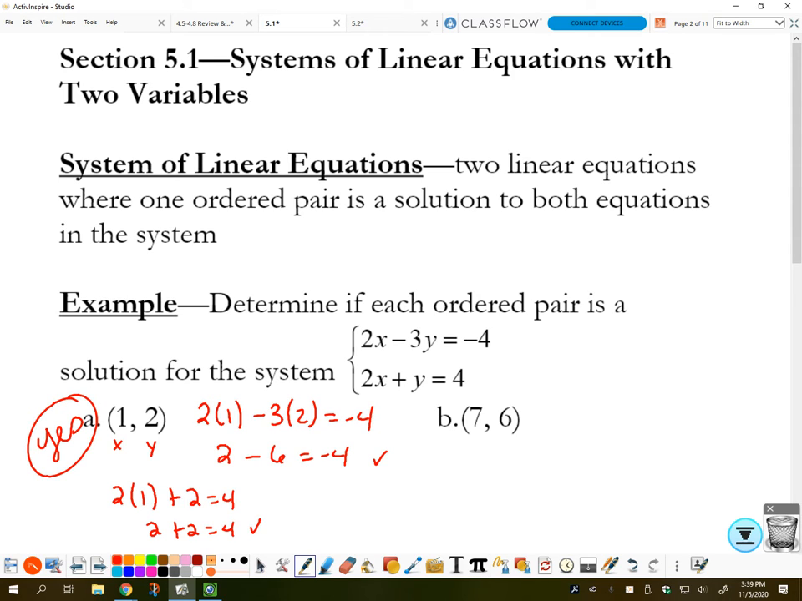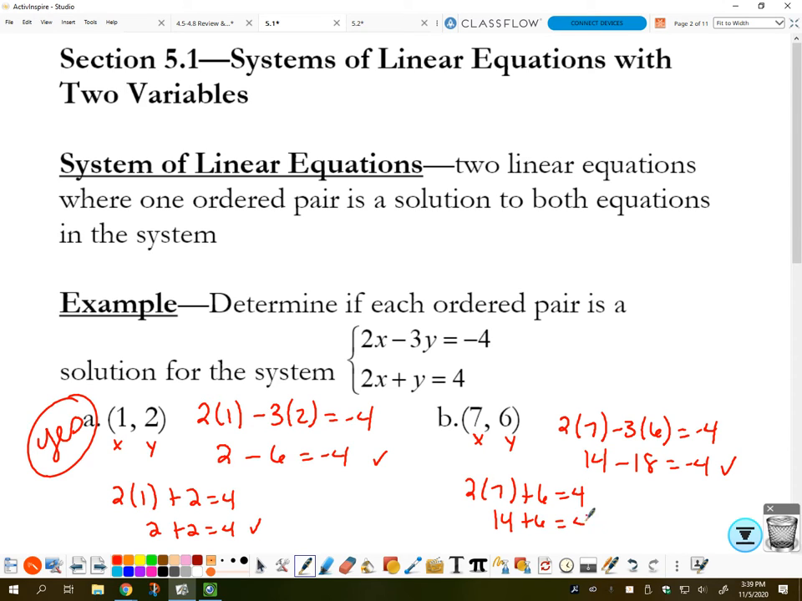Alright, so for B, again, this is x, this is y. So if we do 2 times 7 minus 3 times 6 is negative 4. You're saying 14 minus 18 is negative 4. Check, that works. Alright, so what about 2 times 7 plus 6? Is that 4? Well, that's 14 plus 6, which I'm pretty sure is 20, not 4. So since it doesn't work, this is a no. So when you plug them in, they have to make both equations true for it to be a solution.